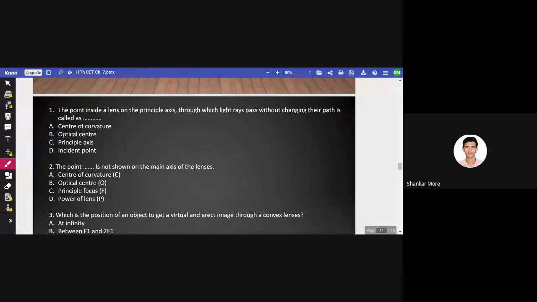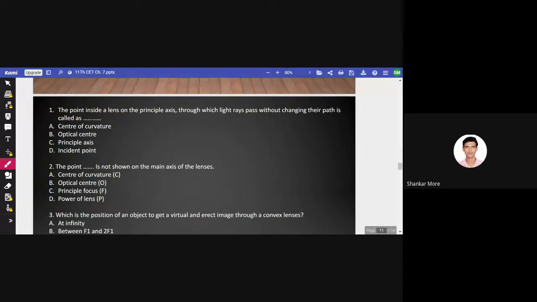So we'll do one thing, students. We'll discuss the definitions of these particular terms. So just give me a few seconds. I'll bring that book for you and we can discuss them. Okay, so just a few seconds.